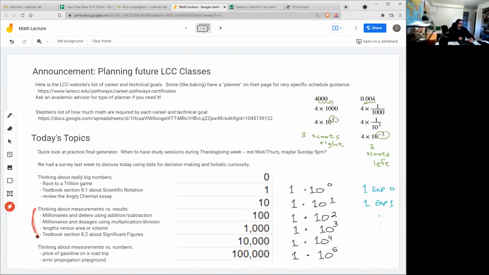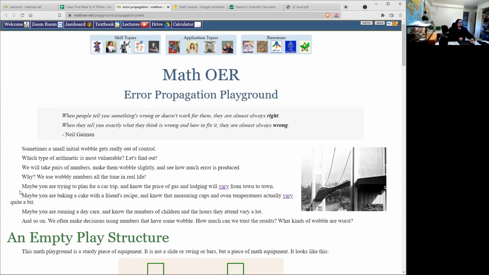Okay, we've talked about this. The last thing is error propagation. So we have this error propagation playground, and I will introduce this to you. You should try it sometime this next week. If you want to send me a picture of your work, you can. It might be fun to talk about.